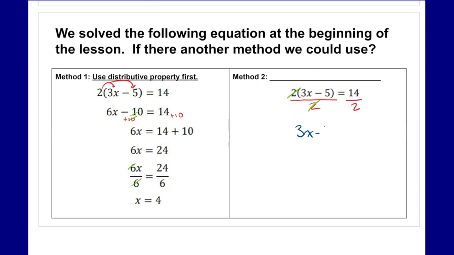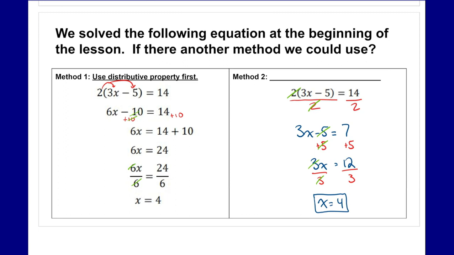So now I have 3x minus 5 is equal to 7. Let's see if we get the same answer now. Let's go through and solve. This is just a two-step equation. I'm going to add 5 to both sides, opposite operations. The one side will cancel out. We have 3x equals 12. You could jump right to the answer. If not, divide both sides by 3. One side cancels out. x equals 4. So we get the same answer.